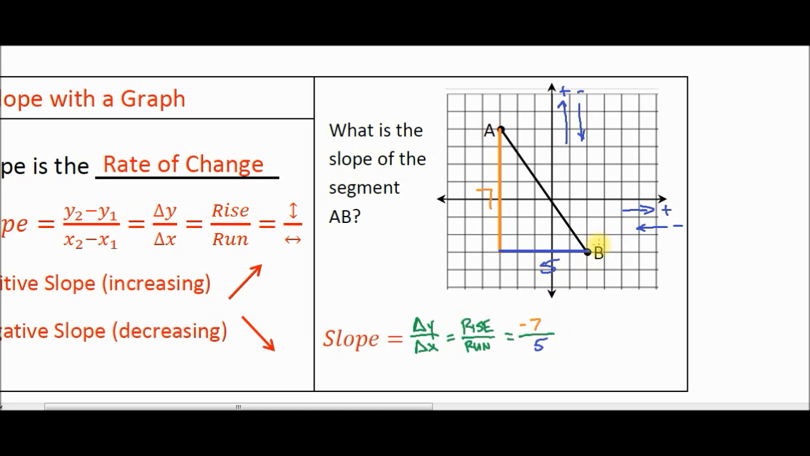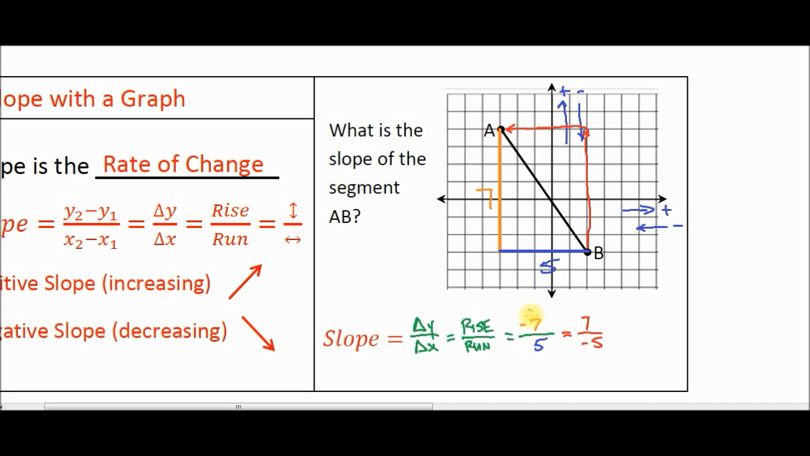Now, some students say, well, Mr. Z, what if I drew my lines like this? What if, instead of going down and over, I started from B and I went up instead, and then I went over this way? Well, let's take a look at what would have happened. You would have had a rise of positive 7, and then you would have had a run. Look, we're going to the left on the x-axis. We have a negative 5. So it's 7 over negative 5.